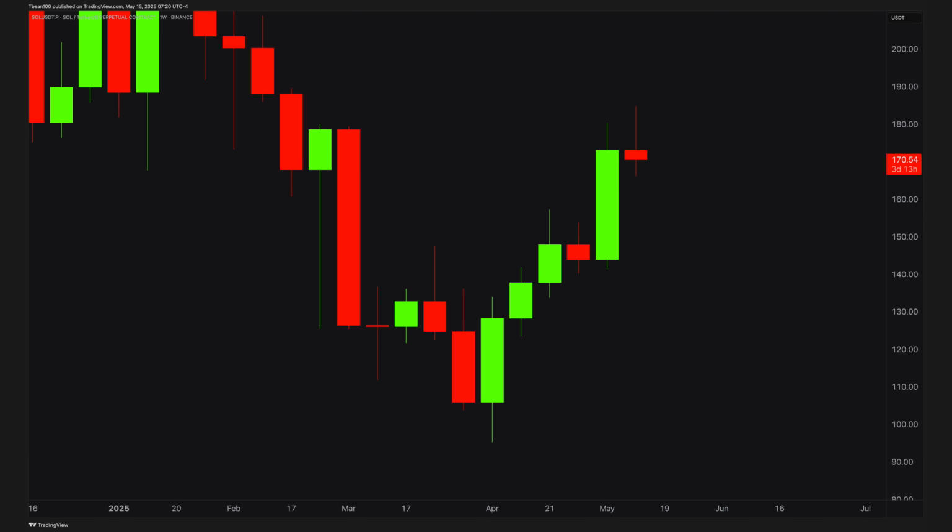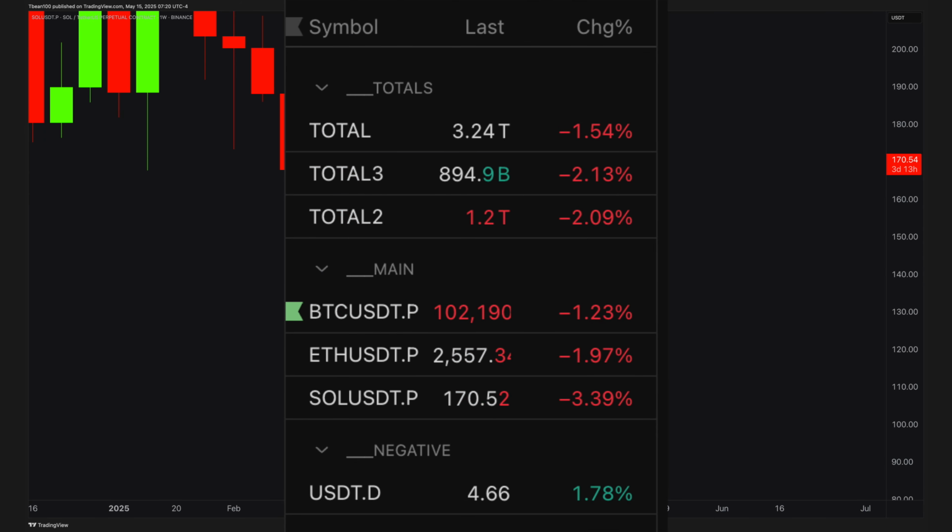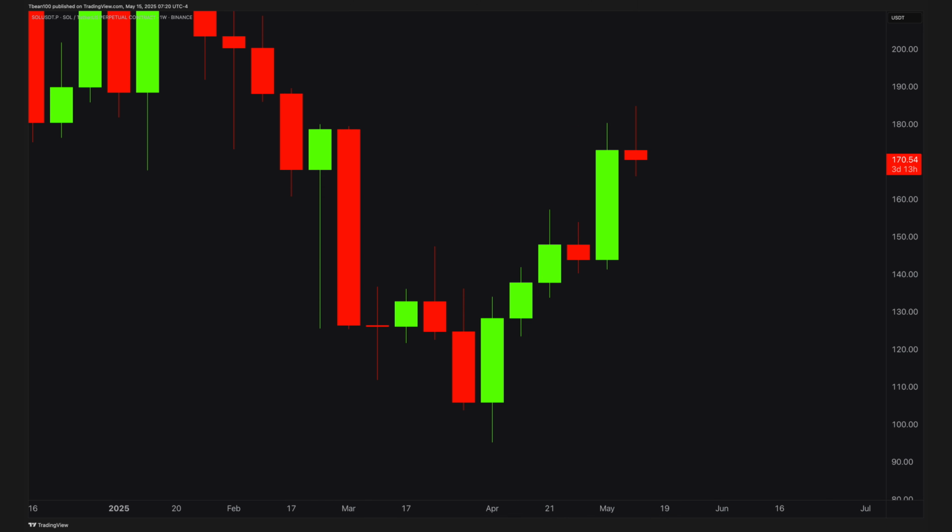Rally after rally, pump after pump, and jump after jump. The last 2 weeks were actually quite crazy, so it is extremely natural to have these pullback days. If you look at the majors, you will see that totals are crashing, Bitcoin's pulling hard, and the USDT dominance is rallying for the day. All these are natural correction movements after big pumps.